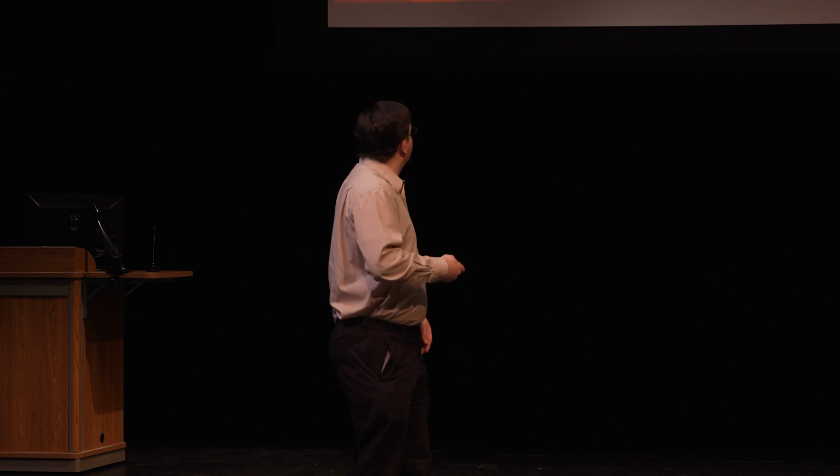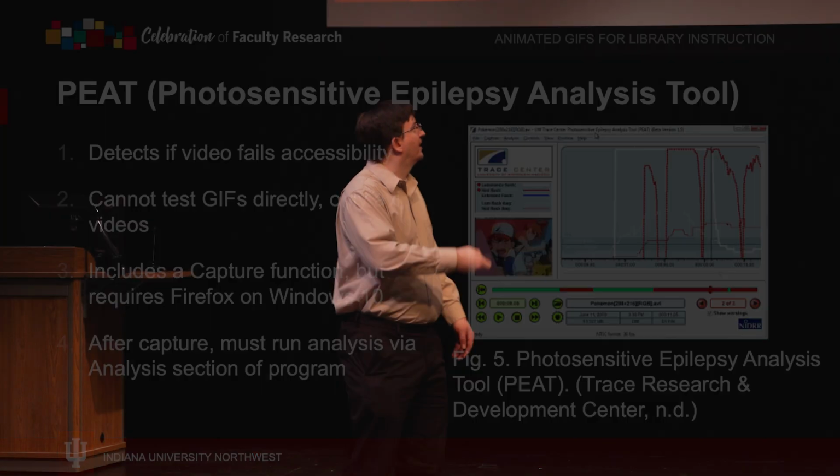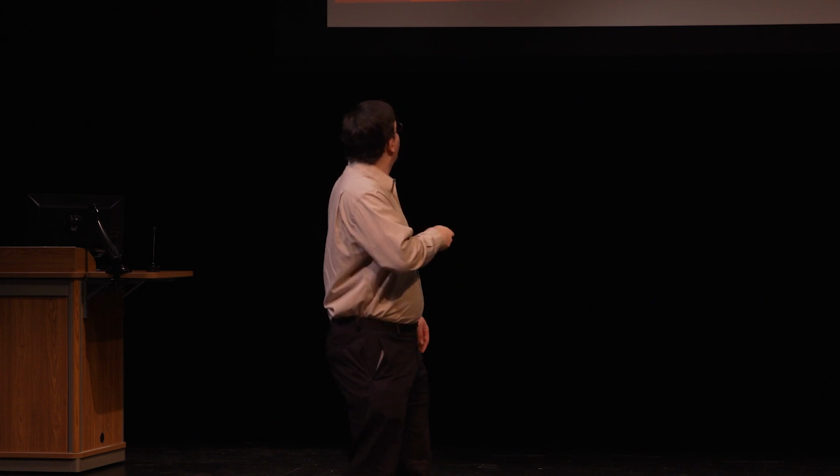And then there's PEAT for photosensitivity analysis. PEAT is the photosensitive epilepsy analysis tool. And with that, it can detect if a video fails accessibility needs. So with this, you have to convert your GIF into a video, but then it will warn you, and that's the example that they give on their website, where the red is like, you gotta be very careful. And after the capture, you have to run the analysis on the program.